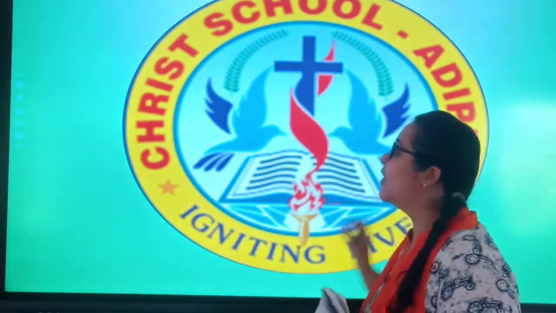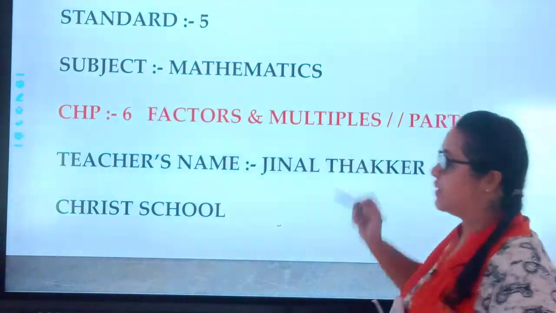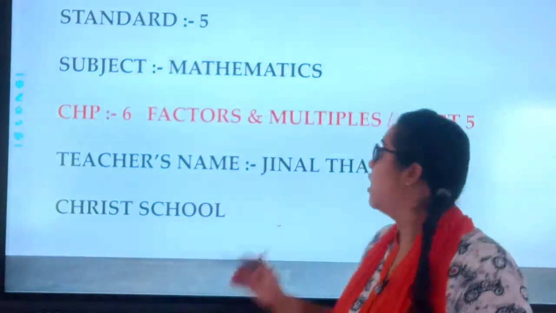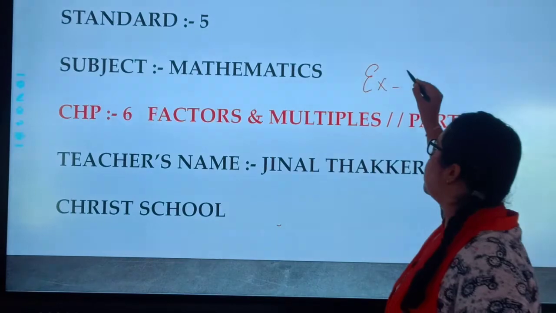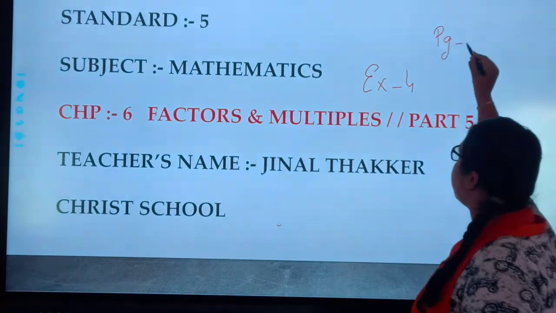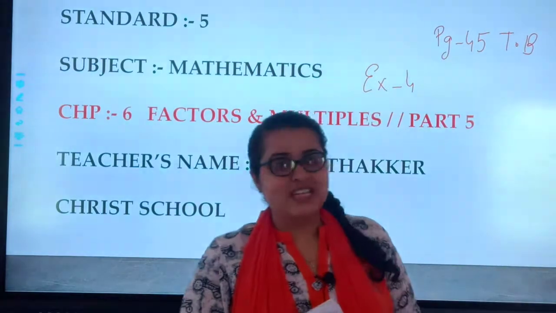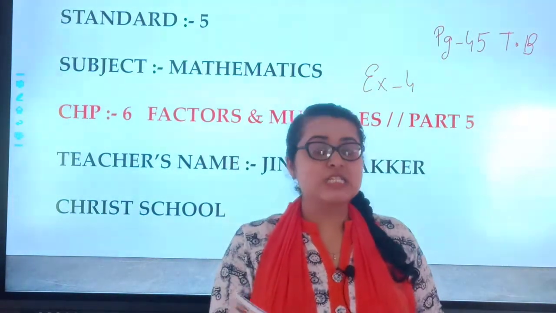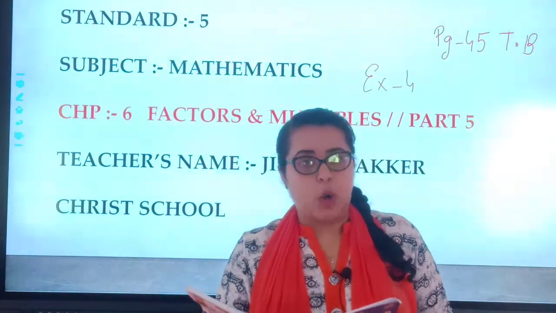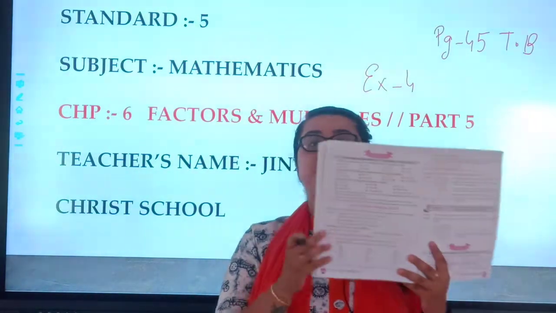Okay students, so we were on chapter 6, that is factors and multiples. This video is our part 5 video. In this we will be discussing our exercise 4 topics on page number 45 of your textbook. Okay students, so we will discuss the topic which is in exercise 4. The topic is least common multiple, or I can say LCM, on page number 44.